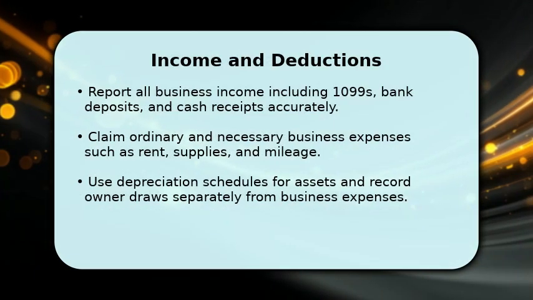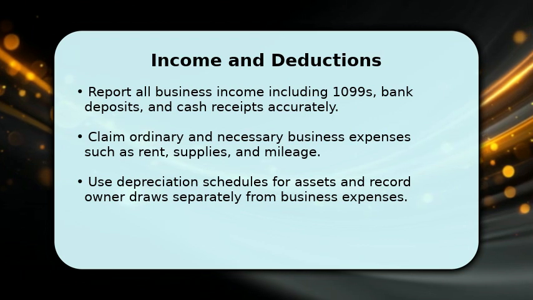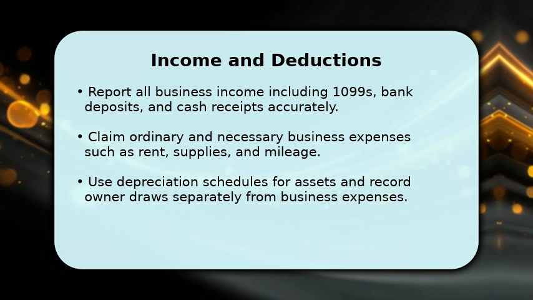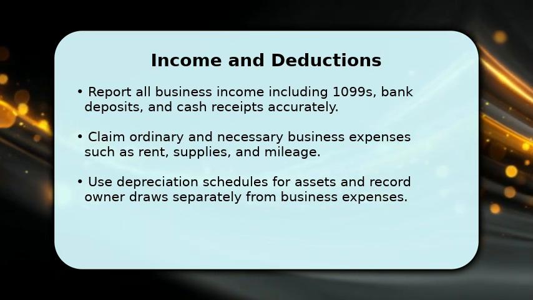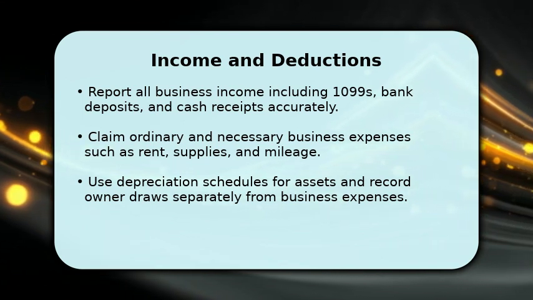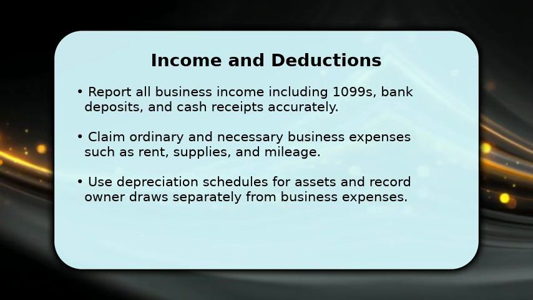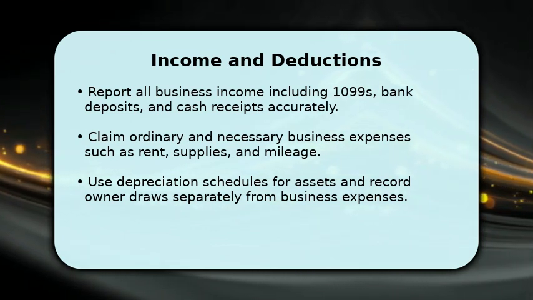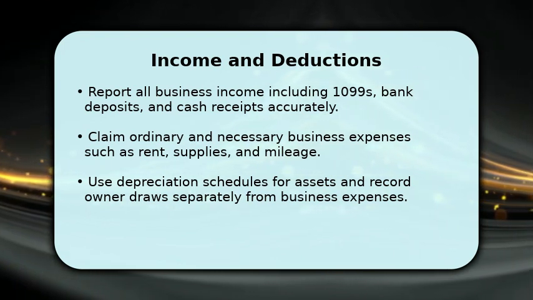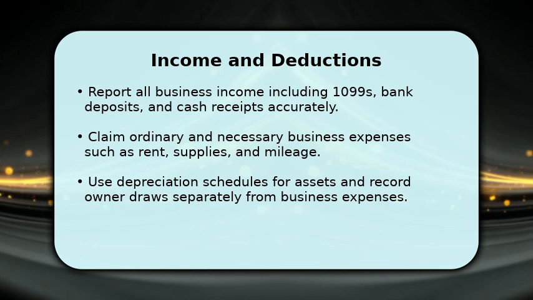When entering income and deductions, be thorough and organized to reduce audit risk and maximize accuracy. In TurboTax, use the guided interview to add 1099s, sales, and other receipts, then list deductible expenses like supplies, rent, marketing, and mileage. Add depreciation for equipment and make sure owner draws are not mixed with expenses. Review each category for missing items before proceeding to the next section to keep numbers clean and defensible.